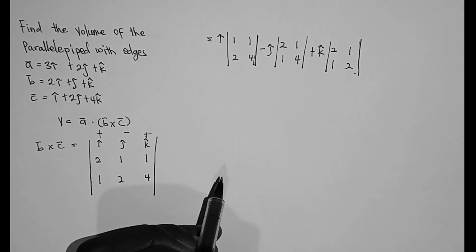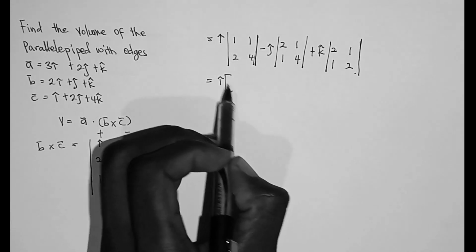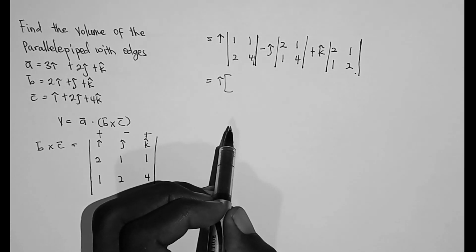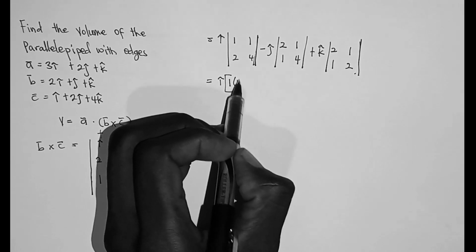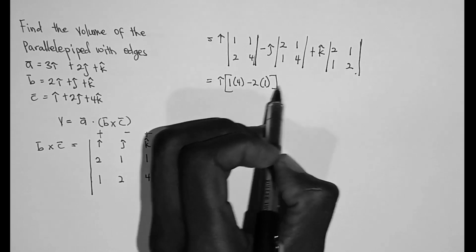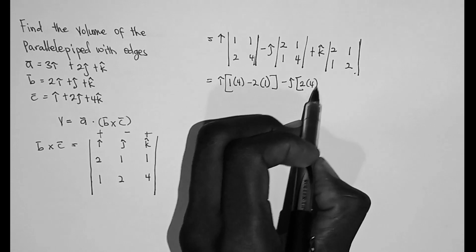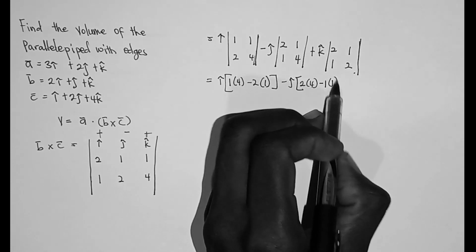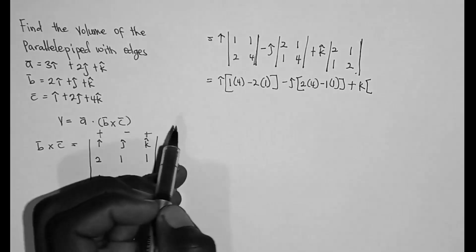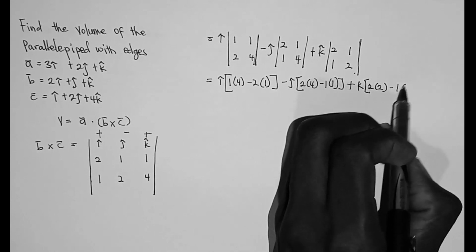So simplifying further, this is equal to I. Then you multiply the leading diagonal and subtract it from the other diagonal. So here is 1 times 4 minus 2 times 1. Then minus J, 2 times 4, then minus 1 times 1. Then plus K, and K is 2 times 2 minus 1 times 1.